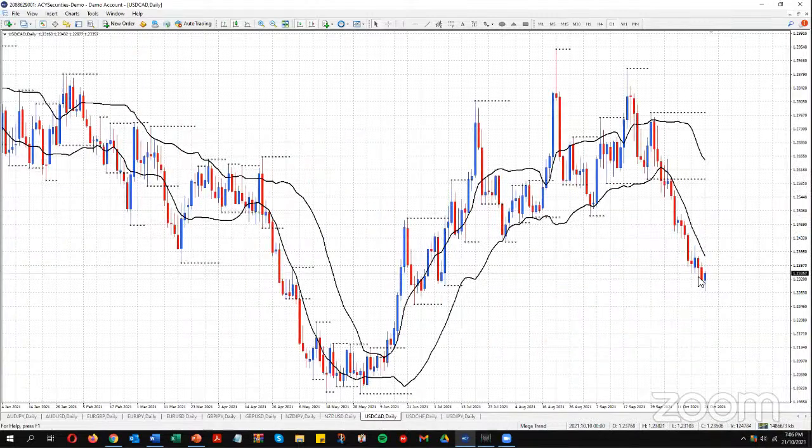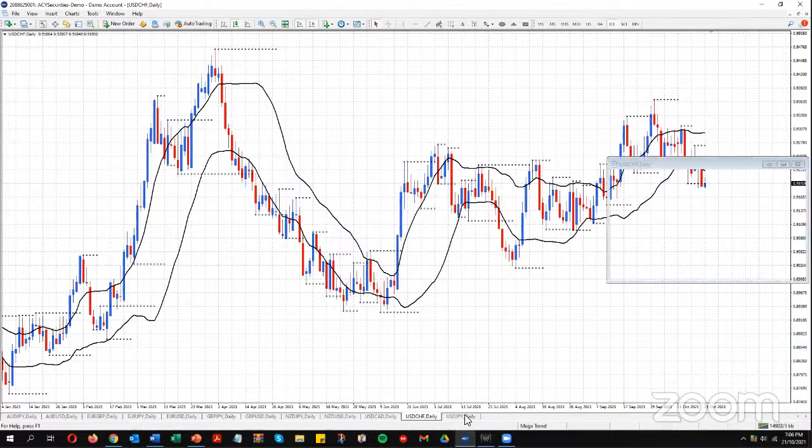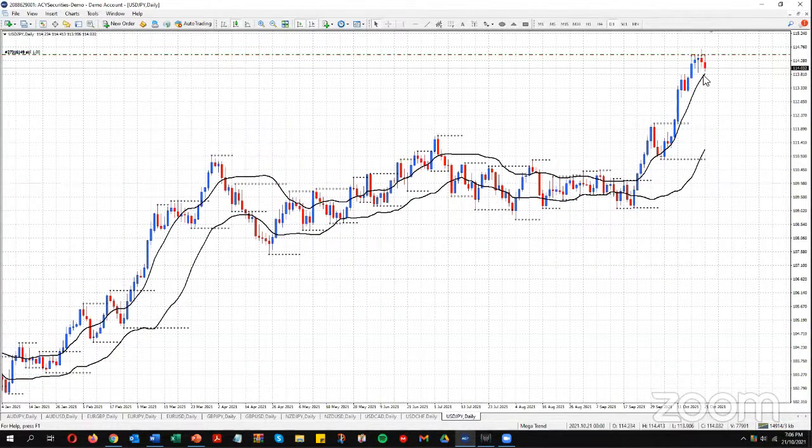Dollar Canadian closed below the bands yesterday, so downtrend. Dollar franc. Yesterday was questionable because the day before was on top of the bands, but yesterday we closed down, so now we have a downtrend there on the dollar franc. And dollar yen closed above the bands, but rather a negative candle.